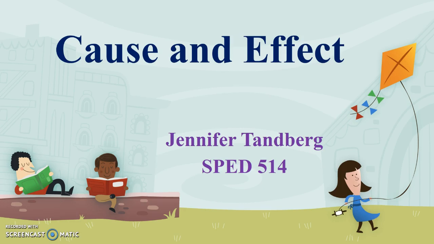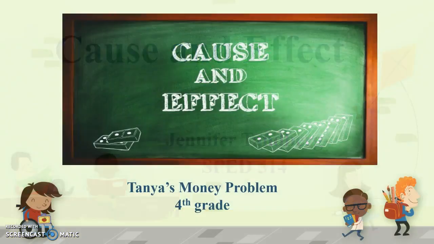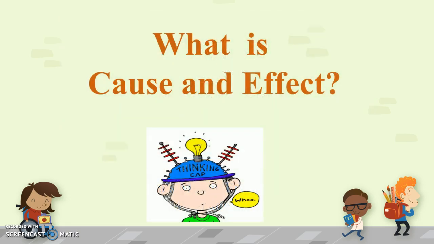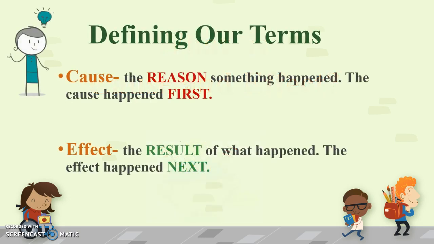That's great. Today we are going to talk about how to identify cause and effect in the books we read. We will be using the story Tanya's Money Problem. Can anyone tell me what cause and effect is? That's okay. We're going to start by defining our terms.